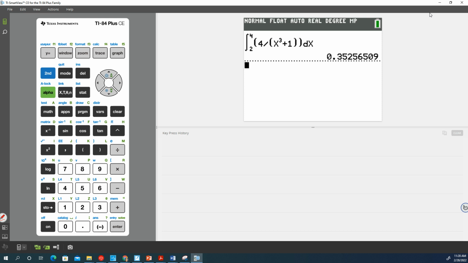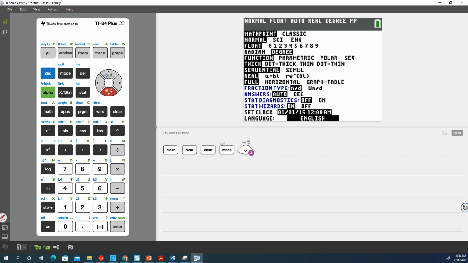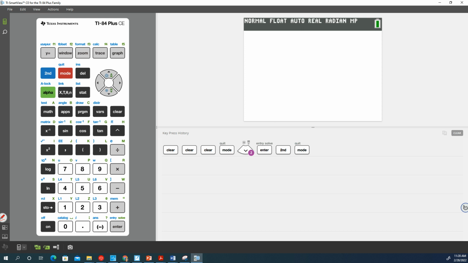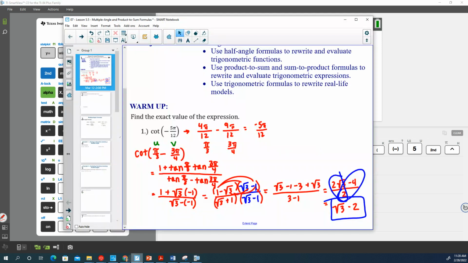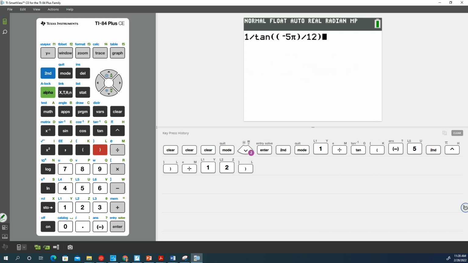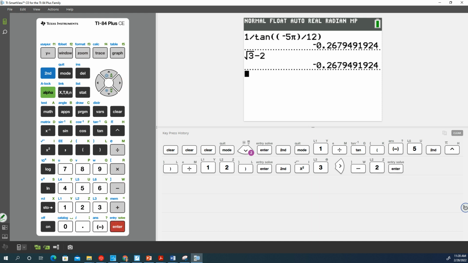Okay, here's how you can check your answer. You can take the cotangent of negative 5 pi over 12, which you do as 1 over tangent of negative 5 pi over 12. Obviously, it's not going to give us the exact answer, but we could type in what we got, the square root of 3 minus 2, and those decimals should be exactly the same. That's pretty neat.